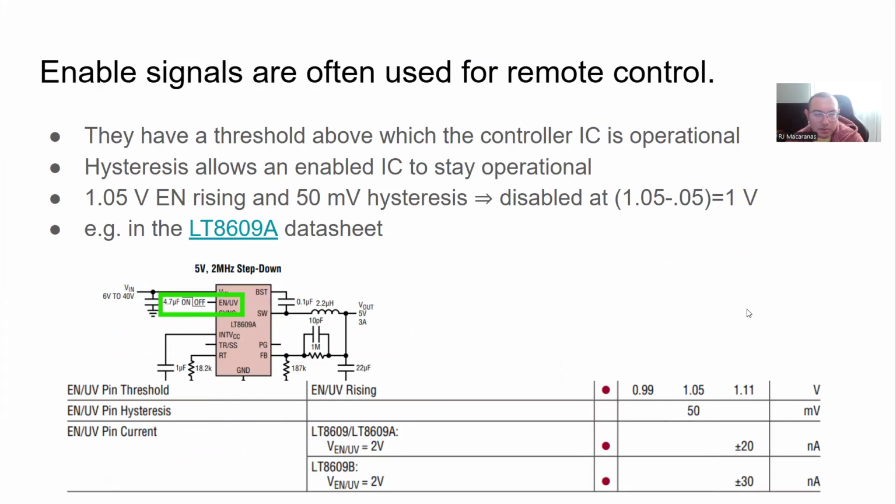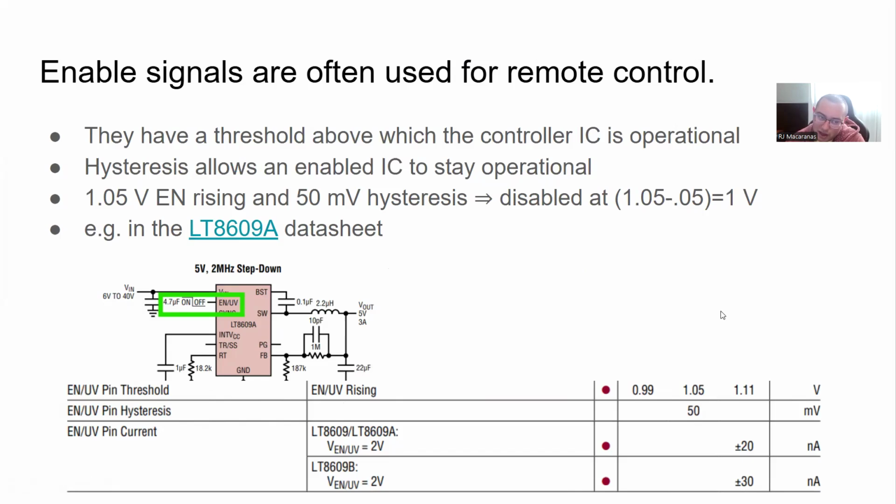So next up, we have enable signals, and these are used for remote control, right? We can actually turn on and off the integrated circuit just with some logic level signals. Maybe we're sending a little 5-volt signal out of a microcontroller to turn our switching regulator on and off. In this case, they tell you a threshold at which point our converter is enabled. And here in this LT8609, we've got a 1.05-volt threshold, and we have some amount of hysteresis.